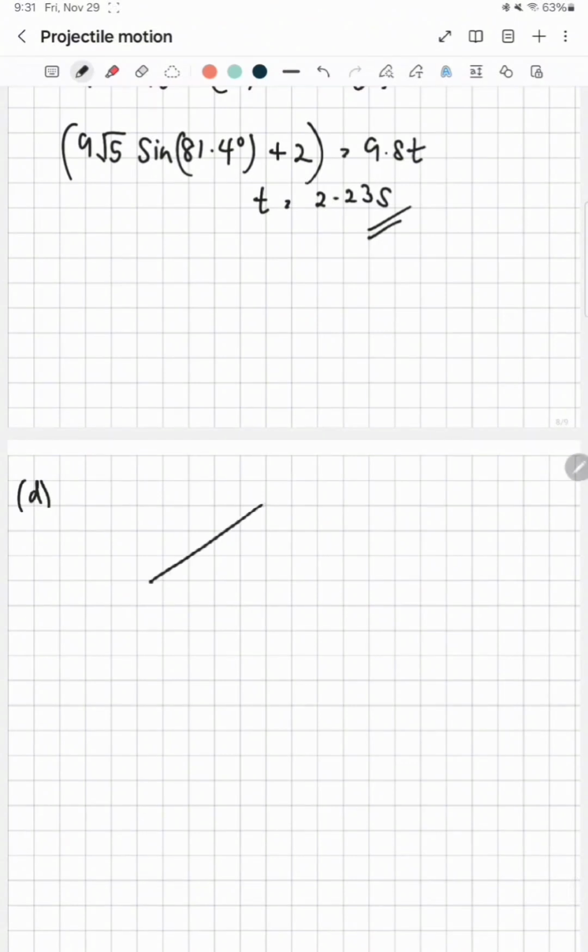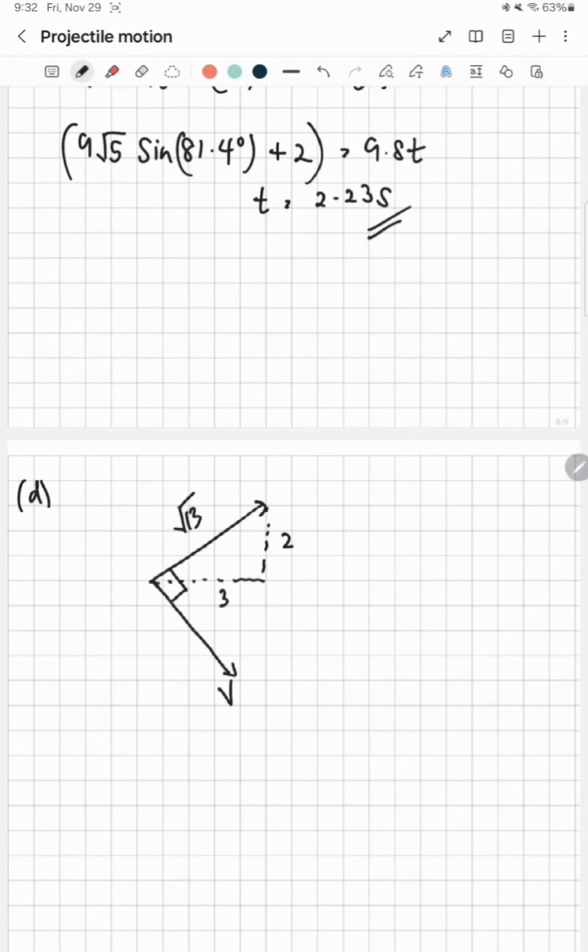So let's take the initial velocity. This is 3, this is 2. The velocity should be perpendicular to this. So if it's perpendicular, this should be 90. This we can take as v, and this is root 13.